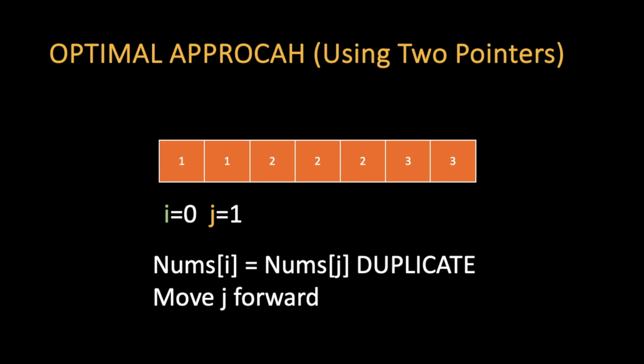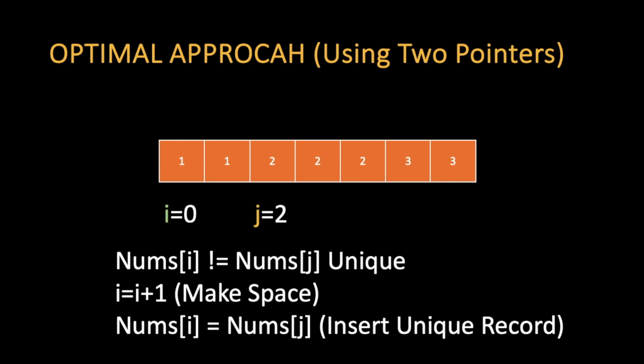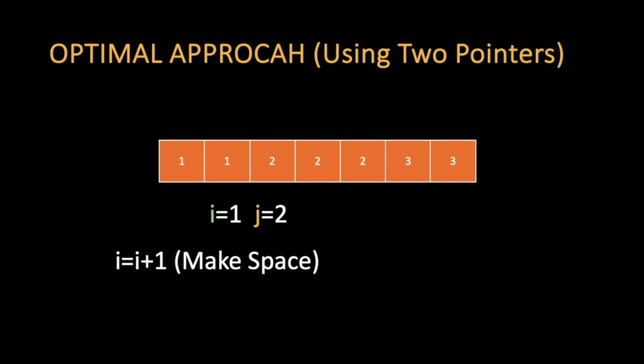We will be stopping where we find a unique element. Okay, so we'll be moving to j = 2. Now in this case, you can see nums[i] is not equal to nums[j]. That is, 1 is not equal to 2. That means we found the first unique element, that is at the second index, j = 2. Now if we find a unique element, we need to create a space so that we can insert that unique element. So we'll be incrementing i with 1, that is i = i + 1, and then we'll be adding this unique element in the place of the ith index. Okay, so let's see. Now i will become 1. Earlier it was 0, now it has become 1.